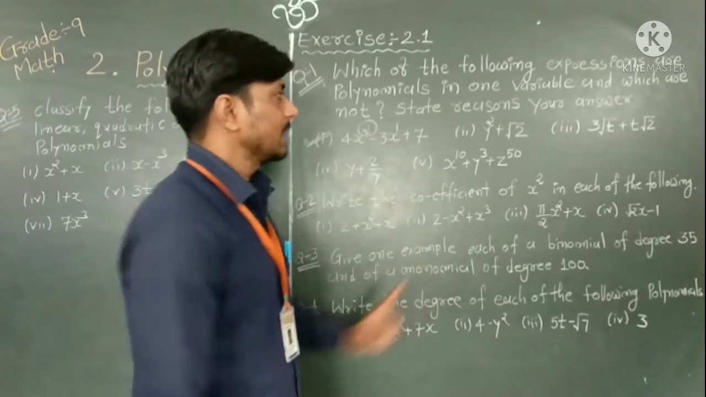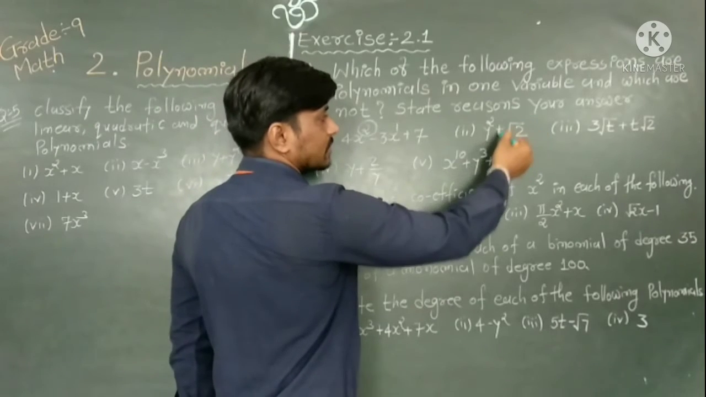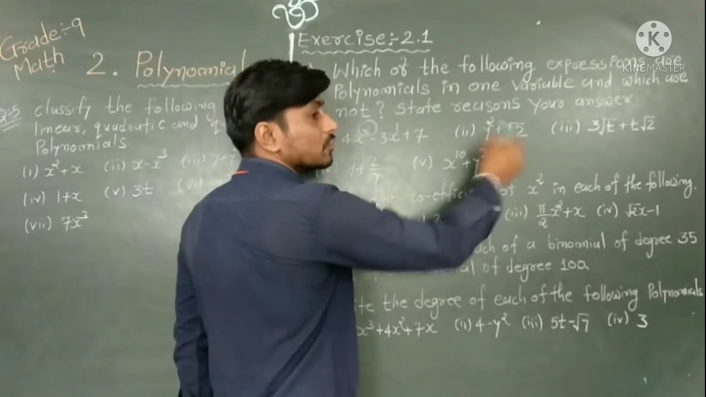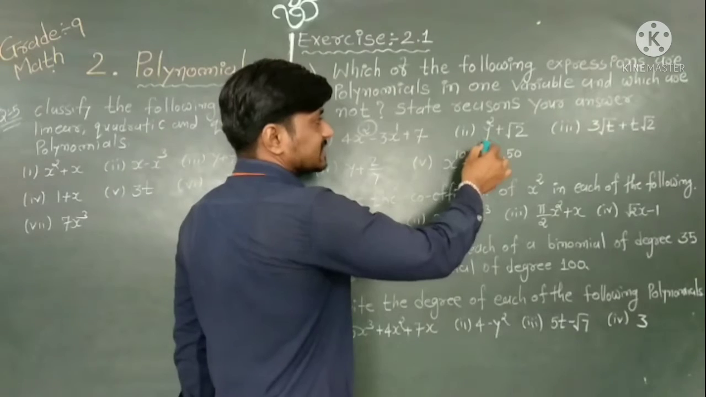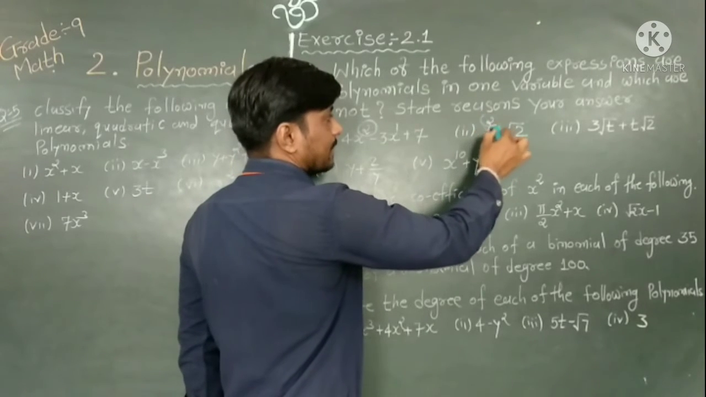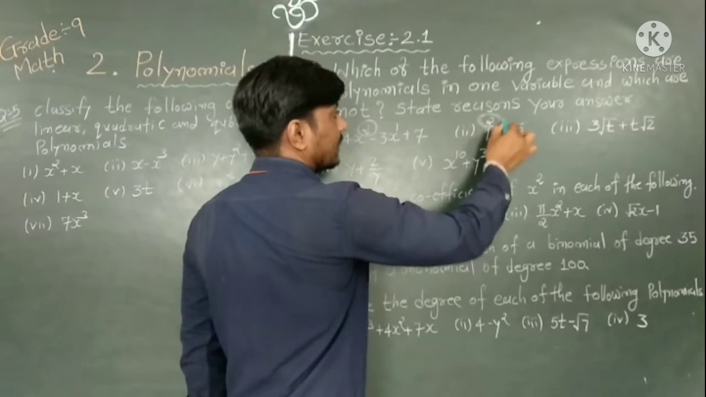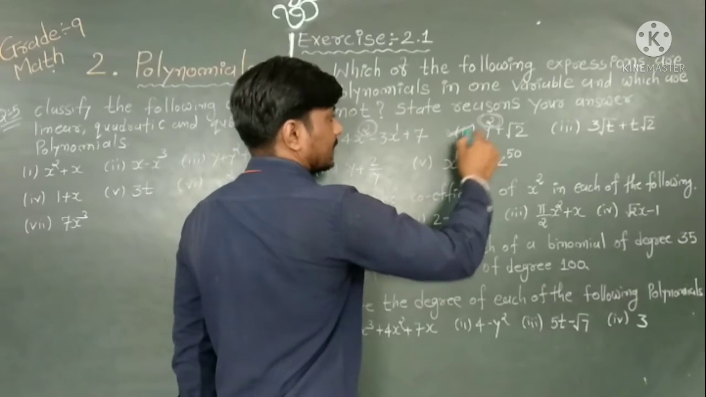Got it? Now second. Here this is a constant term because it has no variable. So this is y square. Again this power is a whole number. So this is a polynomial.